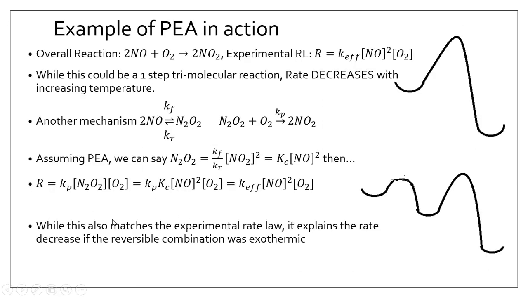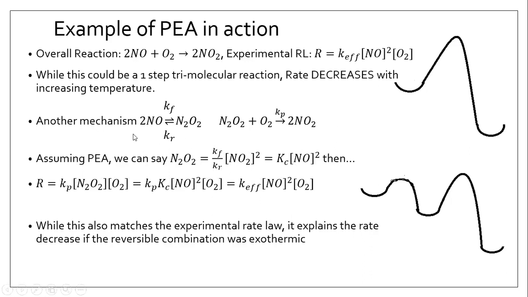Now, just looking at this in action. So the overall reaction mechanism, 2NO plus O2 goes to 2NO2. The experimental rate law shows a second order dependence on NO and a first order dependence on O2. While this could be a one-step trimolecular reaction, the rate decreases with increasing temperature. So when we heat this up, we might expect this to actually speed up.